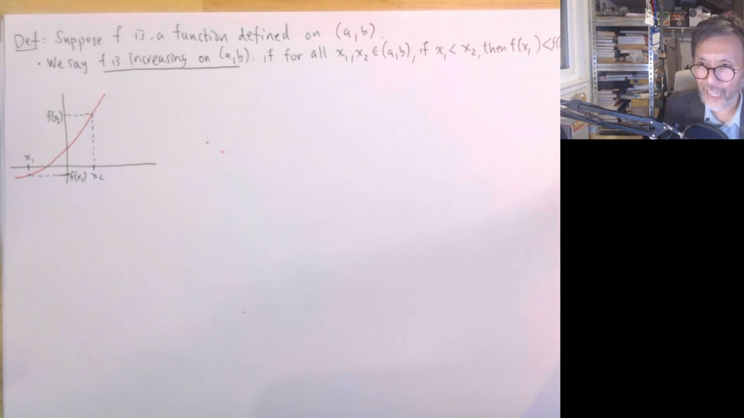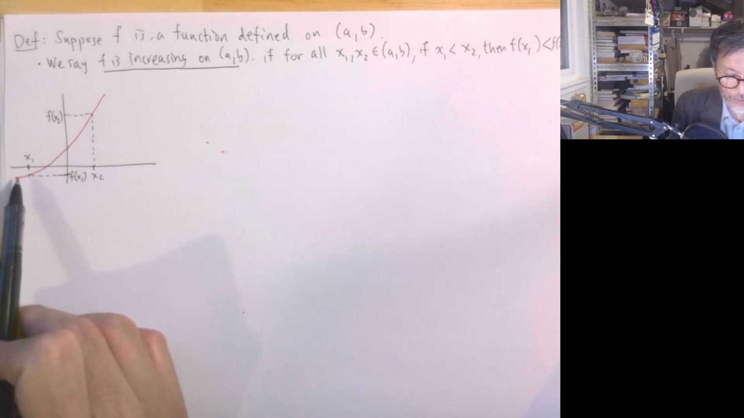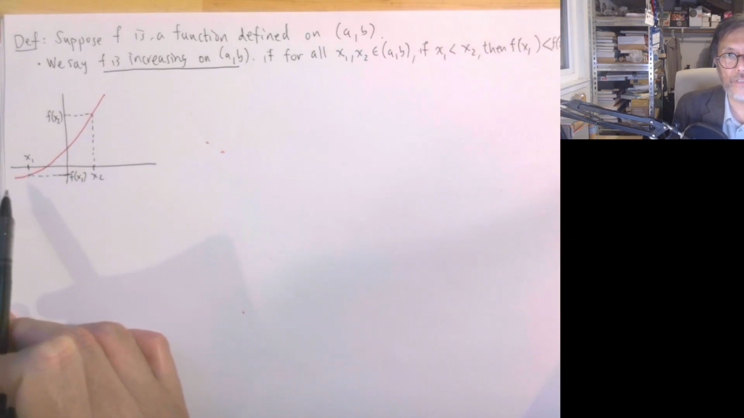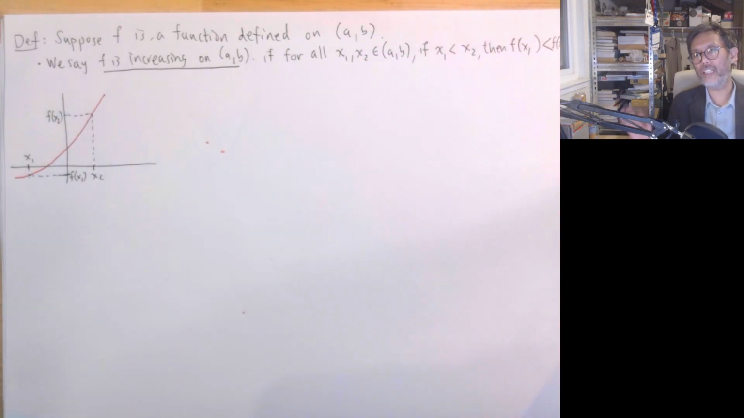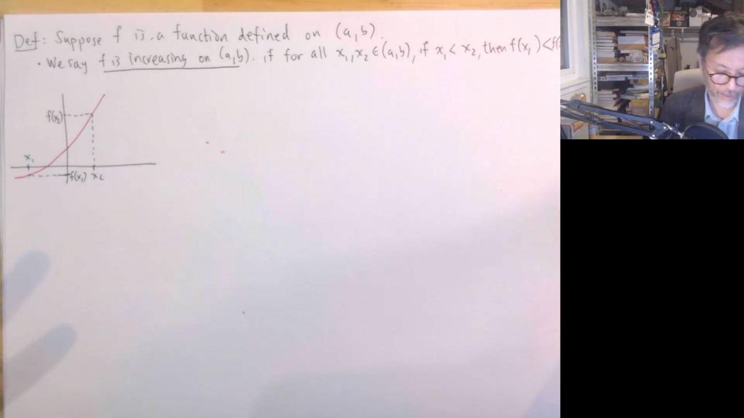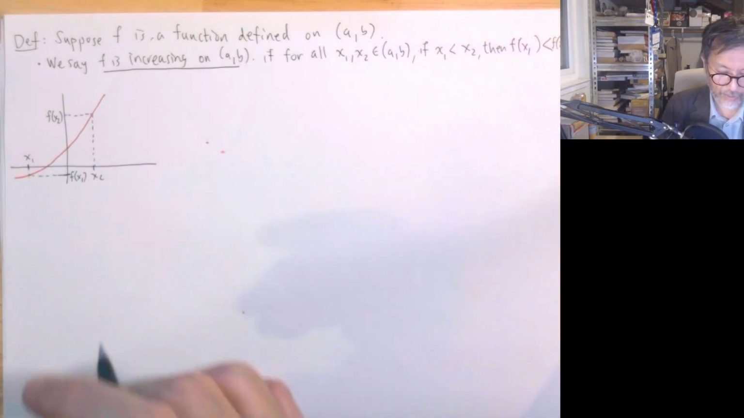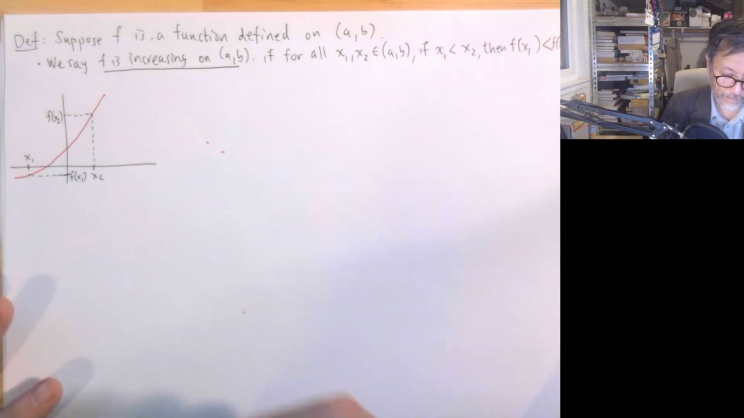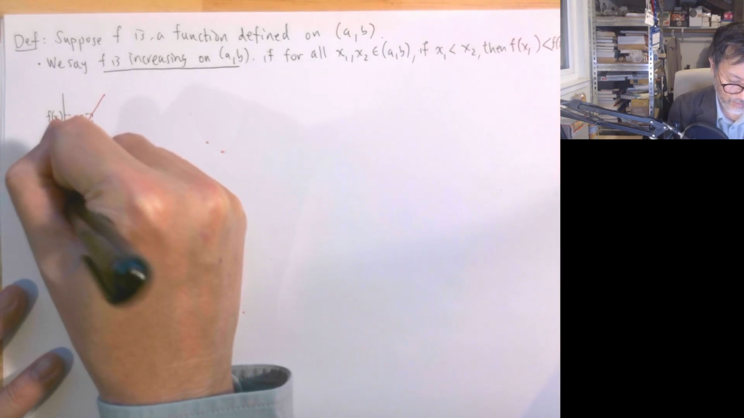All this is saying is that when you read from left to right, you see the values of the y coordinates increasing. That's it. That's all that's being said here. This is an increasing function, however. Okay? This is increasing.